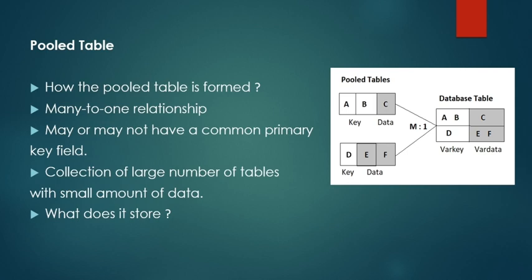So observe carefully. I have mentioned that different key fields of different tables are combined here. Observe the diagram. The first table has A, B, C as columns, and the second table has D, E, F. These two tables do not have any common field, right? So I have mentioned that pool table may or may not have a common primary key field. This condition has been satisfied and these fields are combined to form a resultant pool table.